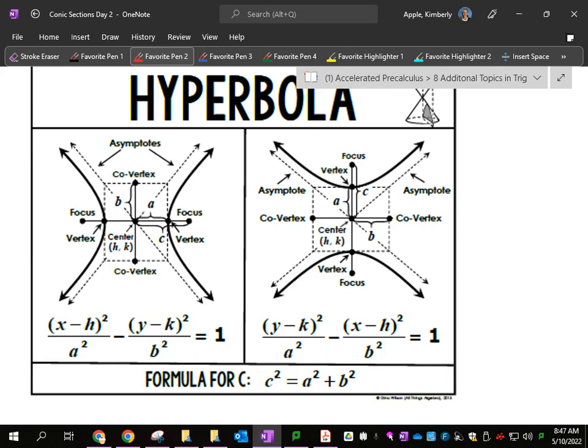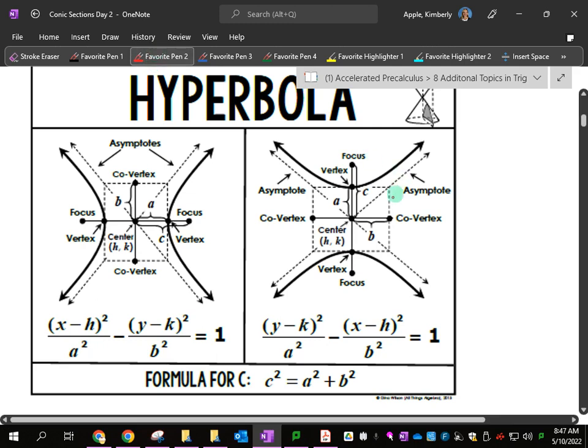Let's talk about opening up and down versus left and right again, okay? This is the one that opens up and down, because these little half parabolas are up, down. This one is the left, right open.